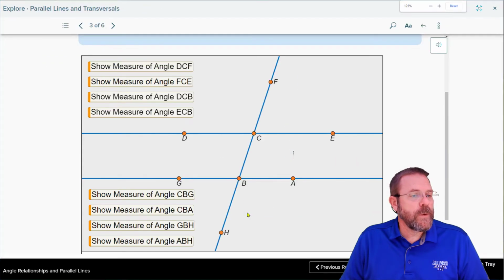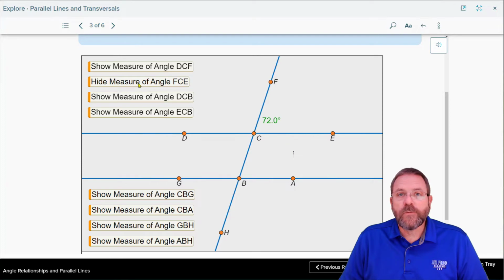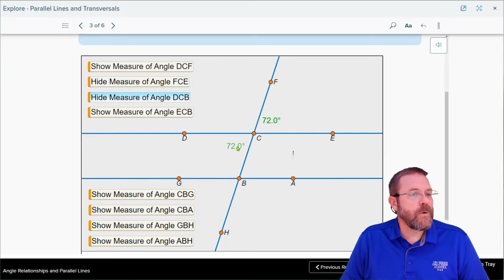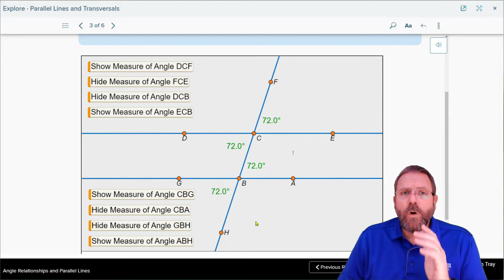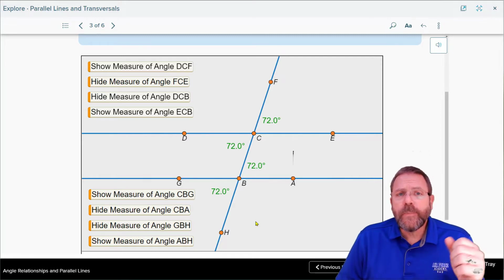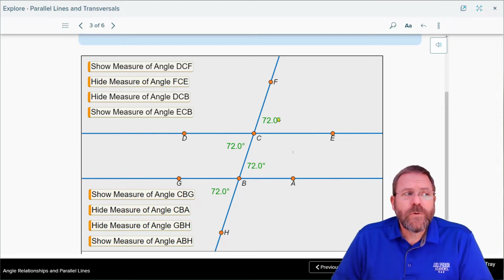So if I zoom out a little bit, we have FCE is going to be 72 degrees. Now, I'm going to do the next one. DCB, that is going to be that one. It's 72 degrees. Now I'm going to look at CBA, which is that one. It's 72 degrees. And I'm going to look at GBH, which is that one. These are all 72 degrees. All the other angles listed do not appear to be congruent to the 72 degree angles, but they do appear to be congruent to each other.